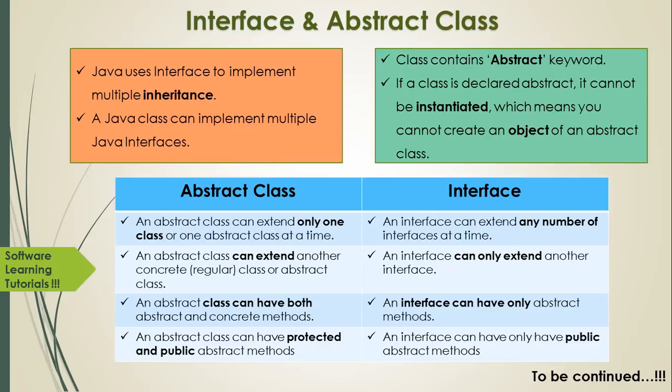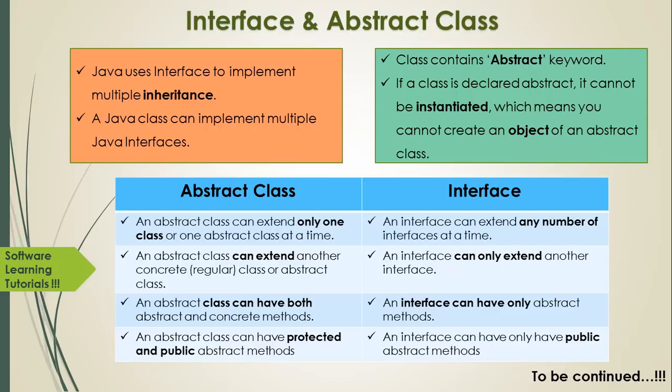The constant class means methods which do have the complete definition, but that can be changed, that can be overwritten. Okay, so an abstract class can extend the regular class and the abstract class, whereas the interface can only extend the interface. An abstract class can have both abstract and constant methods, whereas the interface can only have abstract methods. The last one, and very useful, is the access level: an abstract class can have protected and public abstract methods, whereas the interface can only have public abstract methods.